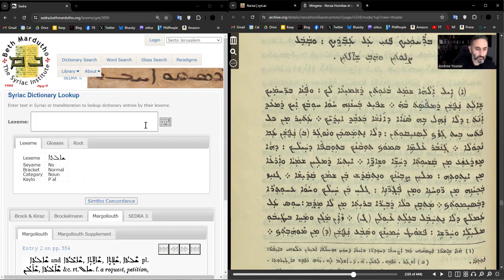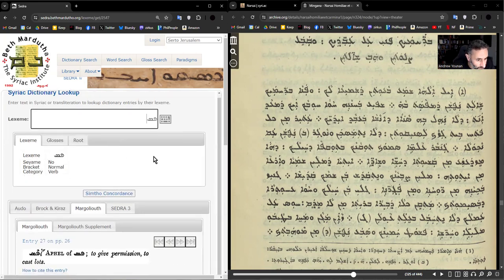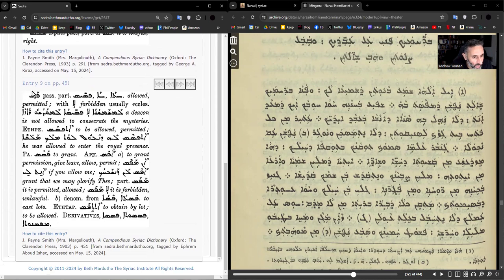So let's look up pas. Mappas. The up'al passive. No, that's not an up'al because there's no vowel on the mem. So let's look at pas. Allowed, permitted. Okay, that you. So maybe it's just doing this.